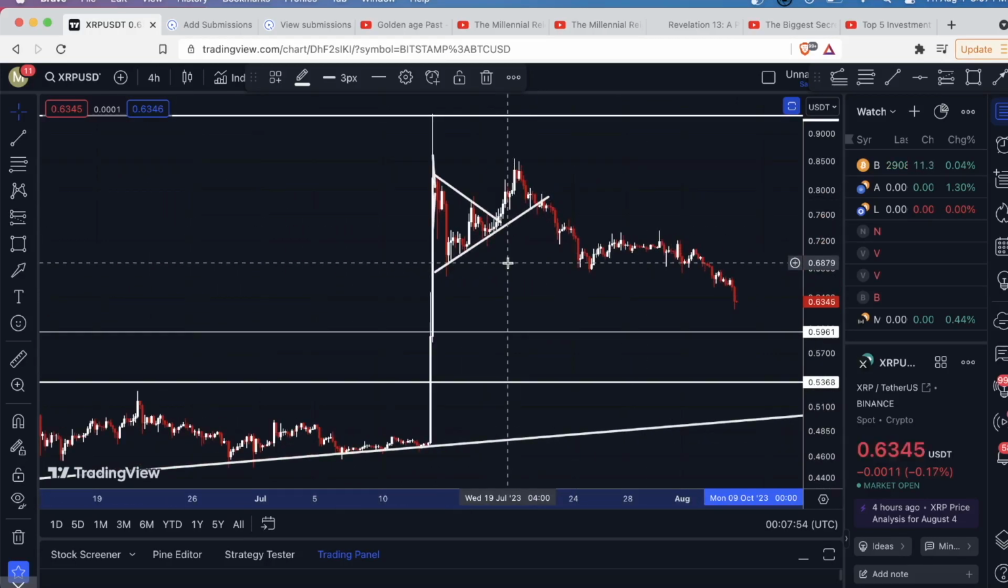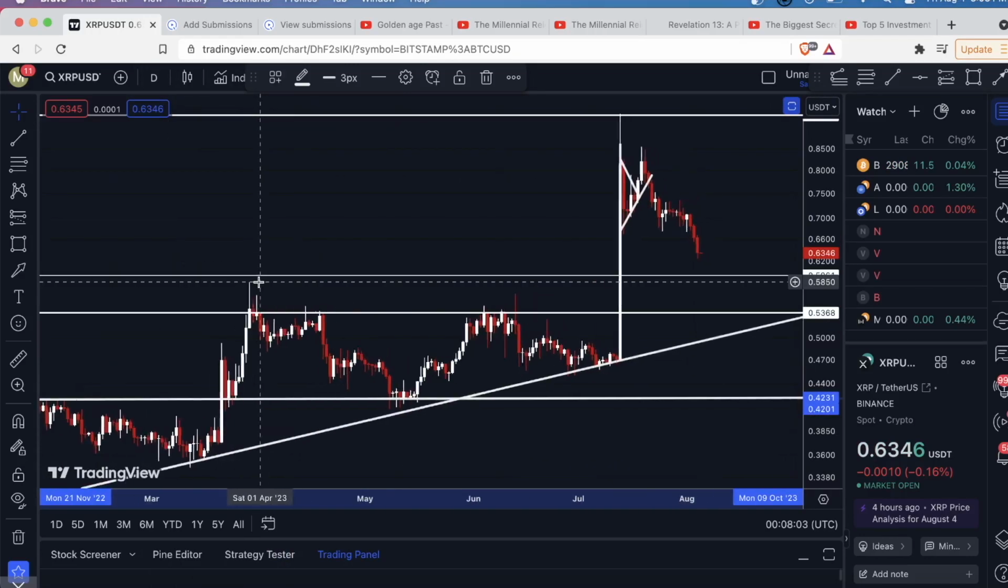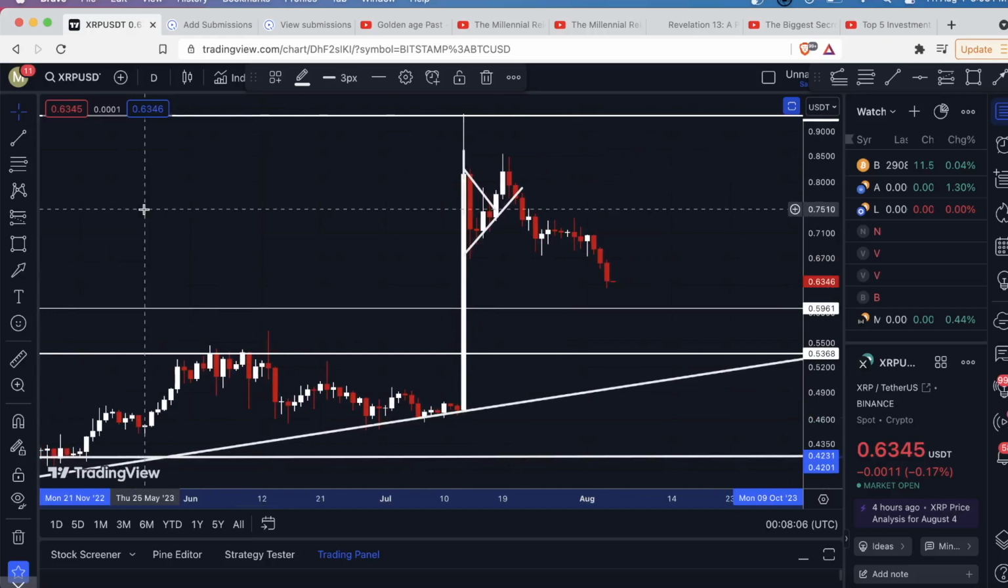So the question then becomes, where is the support going to come in? Where are the buyers going to step in? Okay, so what levels are they potentially looking at? Well, for starters, I would say that the Fibonacci retracement level would be a good place to start.